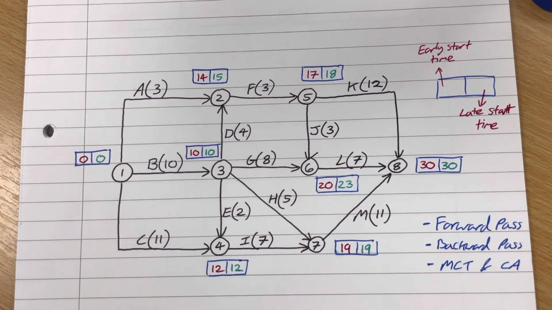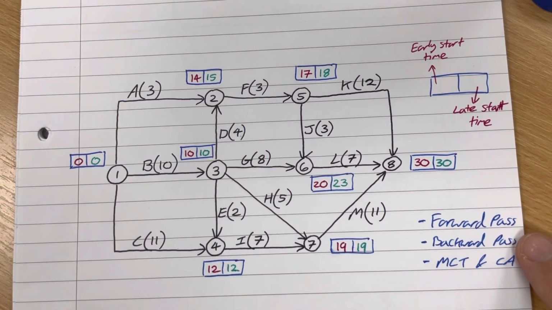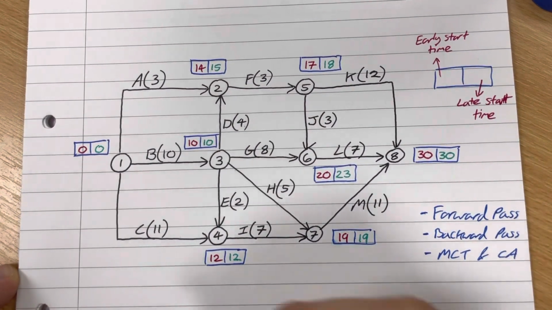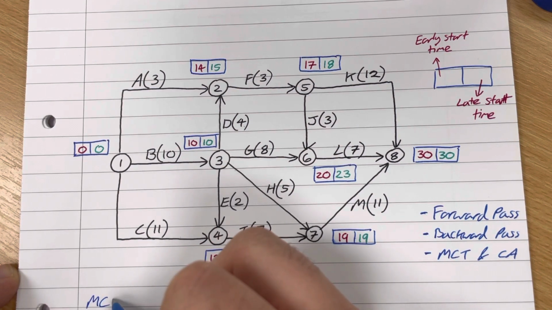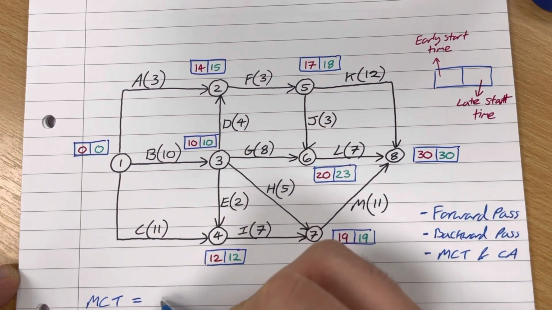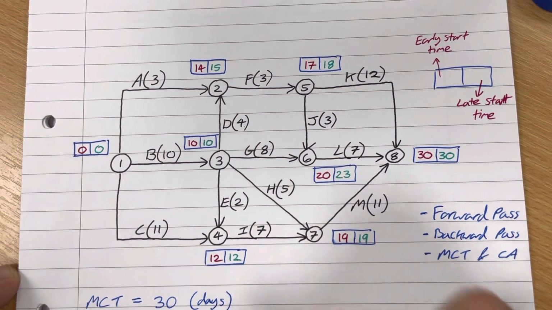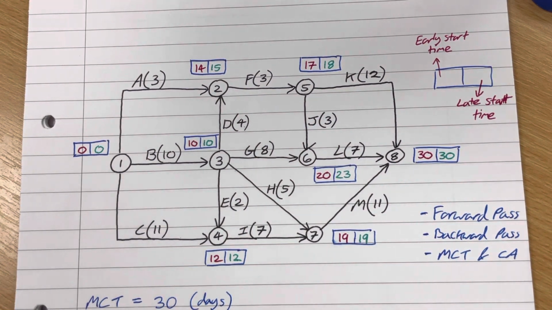Okay, so now that we've got all of my forward pass values and my backward pass values in my network, it's now time to state what the minimum completion time of the project is and what the critical activities are. So the minimum completion time, I could have done this after the forward pass, but the minimum completion time is 30. Now I'm just going to pop days there in brackets. It might be whatever units it was, might be minutes, weeks, whatever.